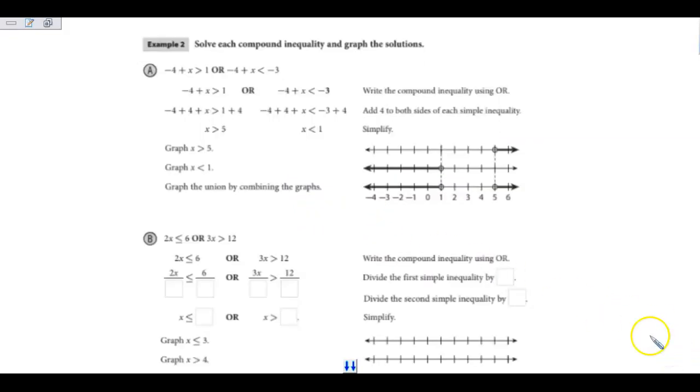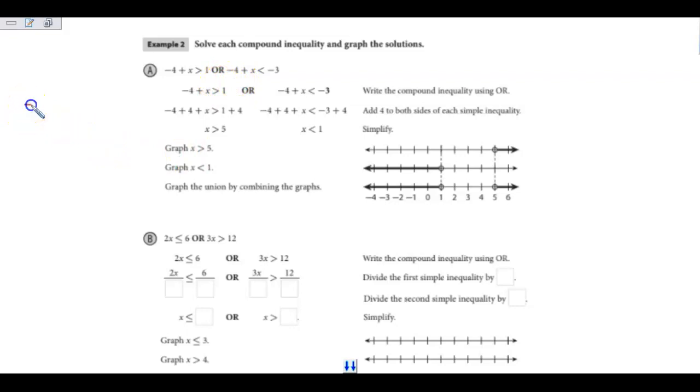So let's go ahead and practice. We're going to solve each compound inequality, and then once we're done, we're going to graph them. So I have negative 4 plus x is greater than 1, or negative 4 plus x is less than negative 3. And in cases like this, it has to be done separately, whereas when we use the word and, we could do all of the work at one time. These have to be done separately.